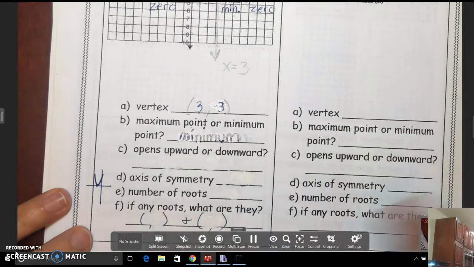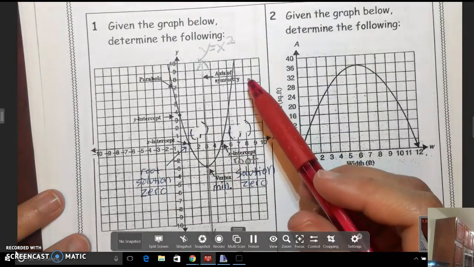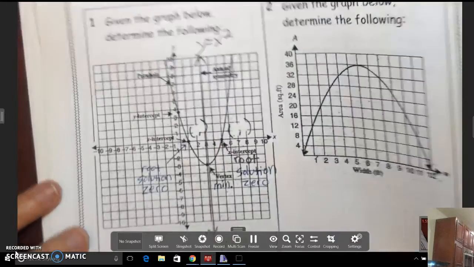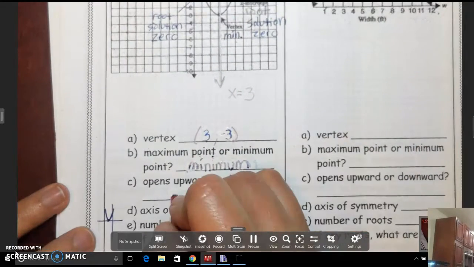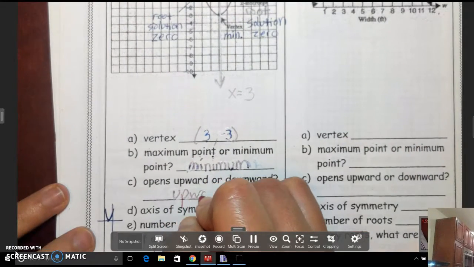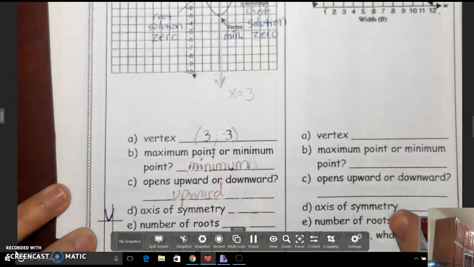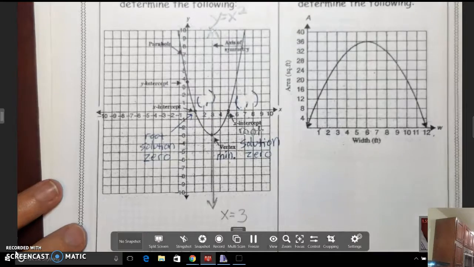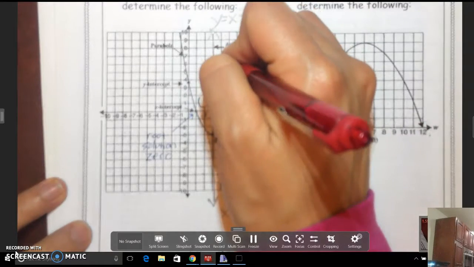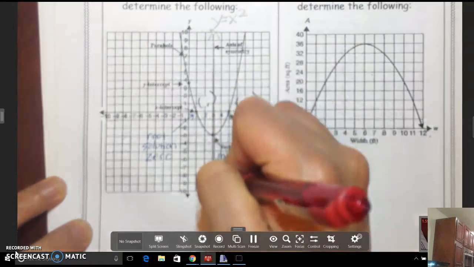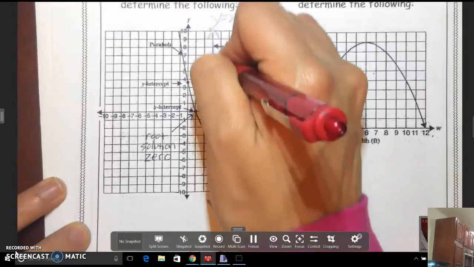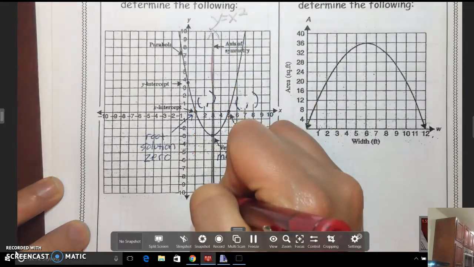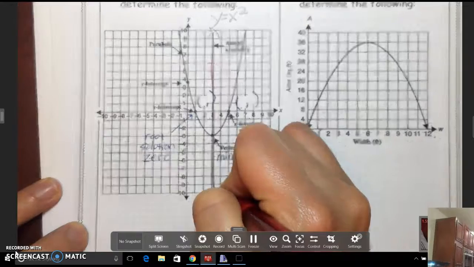Okay, and so it says opens upward or downward. If you look at it, it's opening upward. Okay, so this is going to be upward. And then you have axis of symmetry. Okay, so I put a line here down through the vertex. You might want to write this on your graph. Put a line down through the vertex. This is a line, or the axis of symmetry.